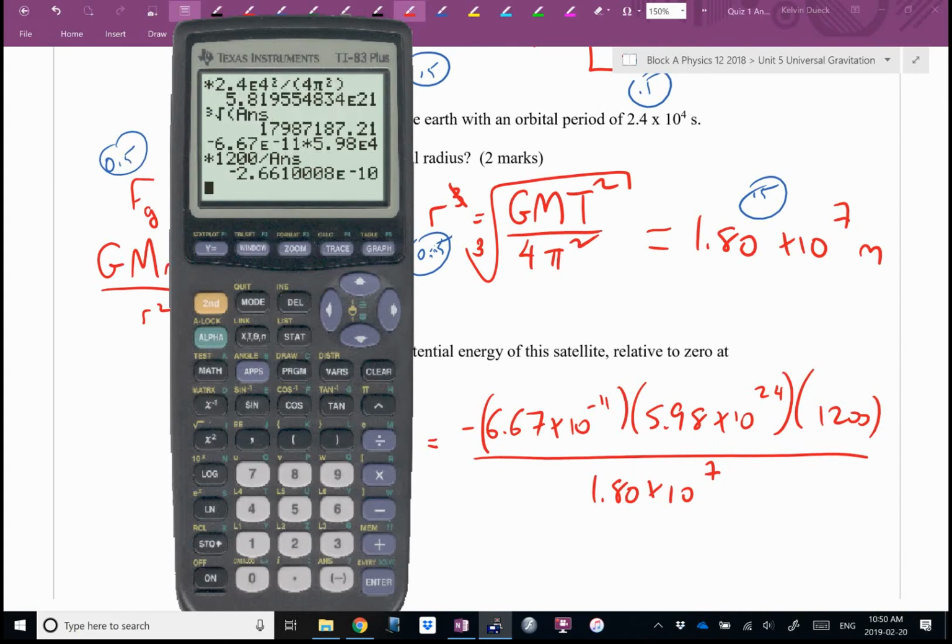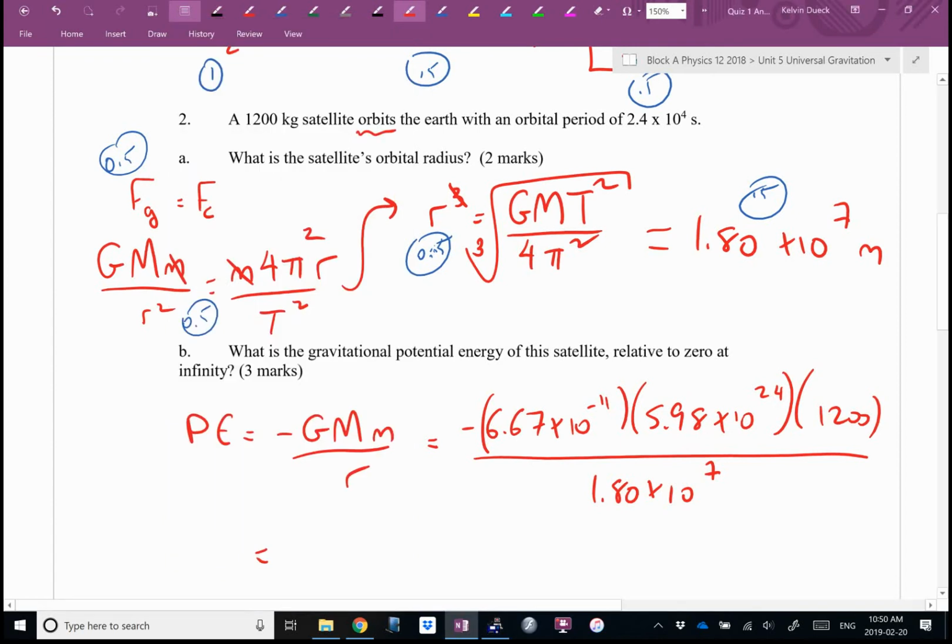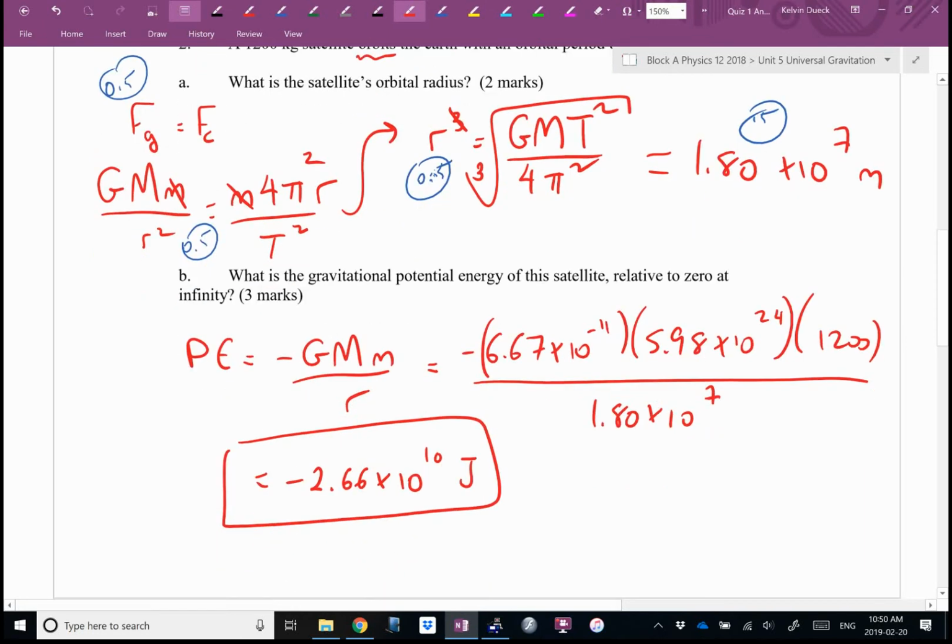And I get negative 2.66 times 10 to the negative 10, Mr. Dueck? Oh, I missed. Okay, this is going to be yucky. My power of 10 is wrong. I think it's to the positive 10. I missed the 2 in front of the 4, yes? It's negative 2.66 times 10 to the positive 10? Yes? Okay. Joules. 3 marks if you got that, 3 out of 3.